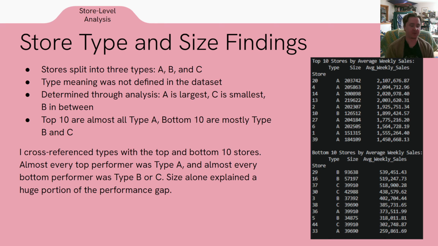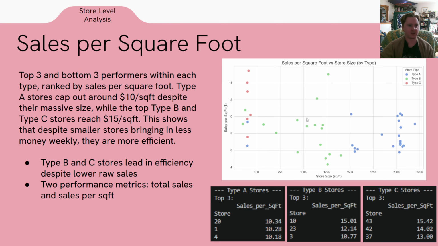Almost every top performing store was type A, and almost every bottom performing store was type B or C, so size alone is now explaining a huge portion of the gap between the best and worst performing stores. So I confirmed that store size was the dominant driver of raw sales, but I needed a way to compare the stores fairly regardless of how big they were.